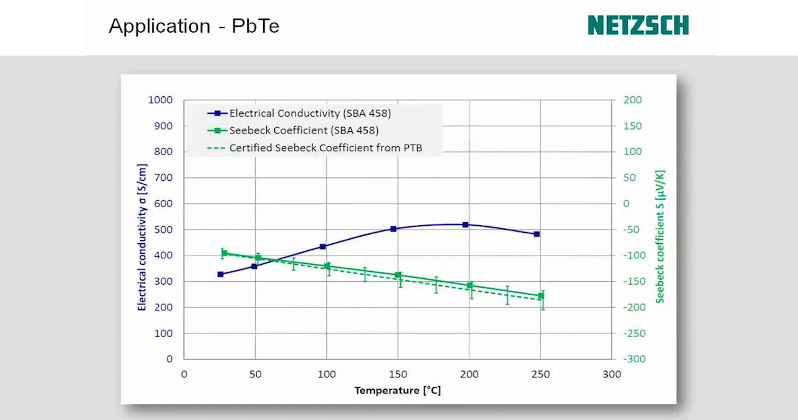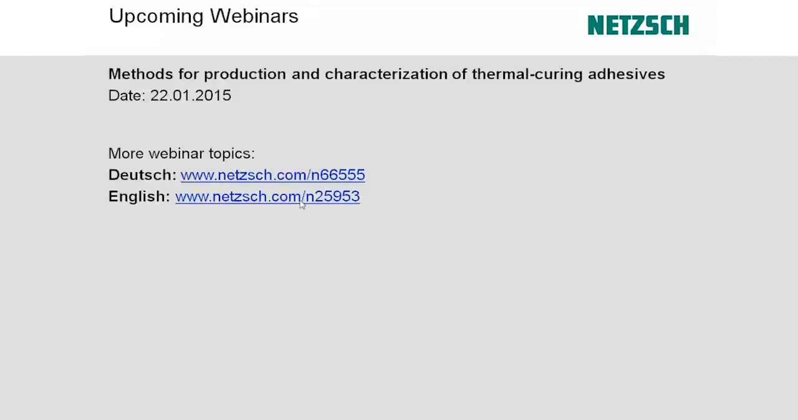This example is a lead telluride, which is doped with bismuth. You can see electrical conductivity and Seebeck coefficient measured between room temperature and 250 C. This material is also a reference material for Seebeck coefficient. You can see the electrical conductivity in the range of about 300 to 500 Siemens per centimeter, and the Seebeck coefficient ranging from about -100 to about -175 microvolt per Kelvin. And then comparing our measured Seebeck coefficient to the reference values from PTB, again, the agreement here is better than 10%.